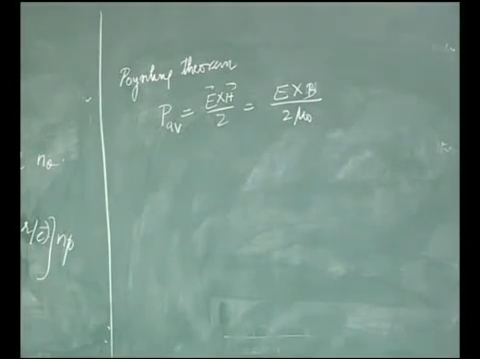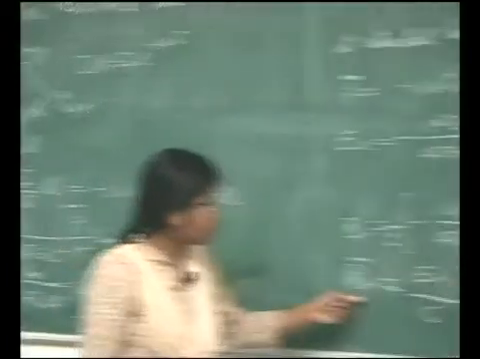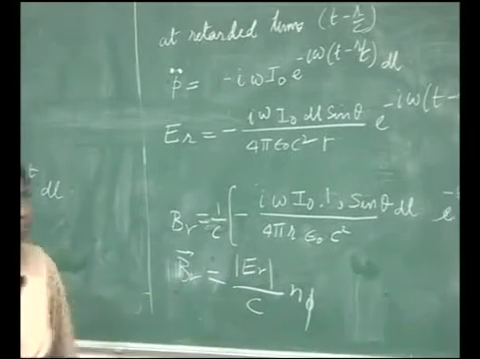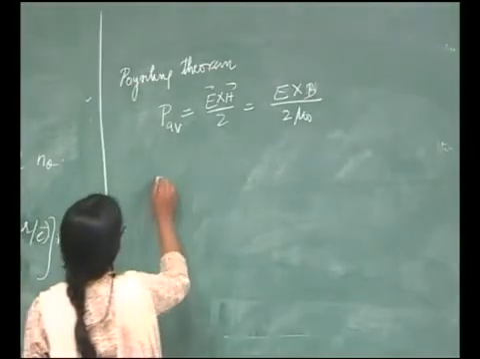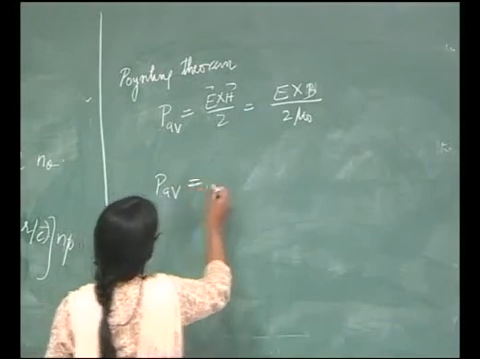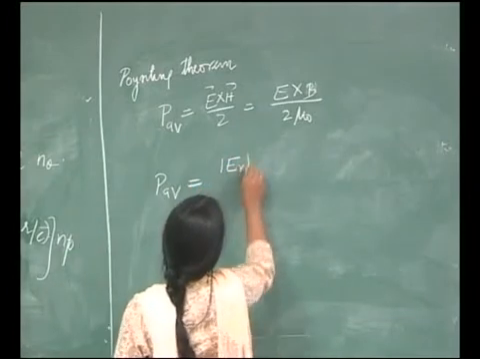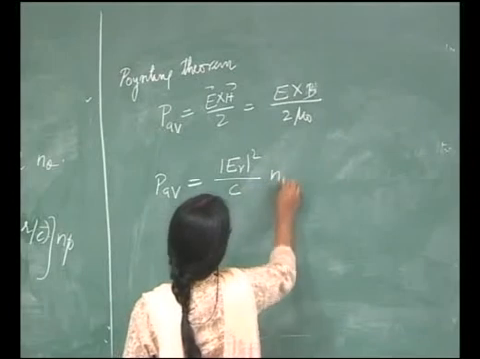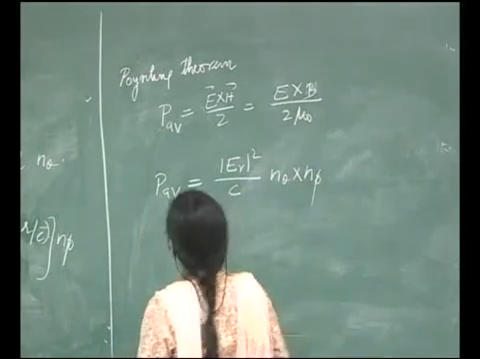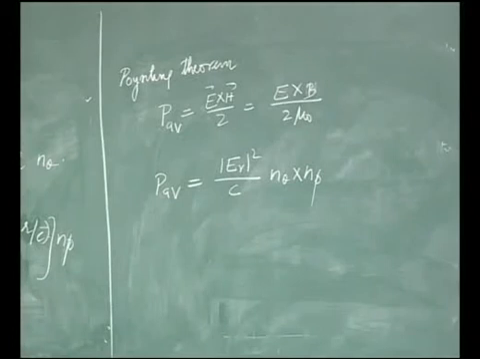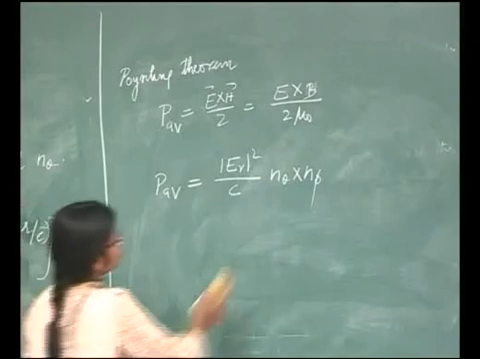So, now you can see that E and B have same magnitude, isn't it? I mean, B is E by c. Okay. So, I can write here that P average is equal to mod of E r square by c, n theta cross n phi, divided by 2 mu naught. Now, n theta cross n phi is equal to n r.